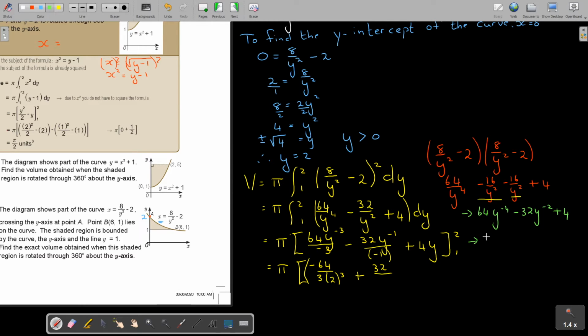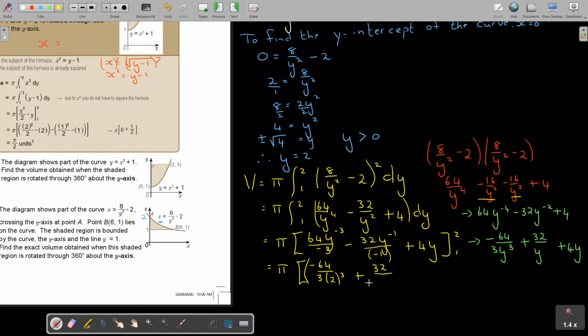Okay, seems to me okay. It's good that I just show you. Yeah, this is going to be negative 64 over 3y cubed plus 32 over y plus 4y. Okay, is it y squared? No, not y squared. I'm looking here and I'm not looking here. Yes, that's correct. This is just y, 32 over y.